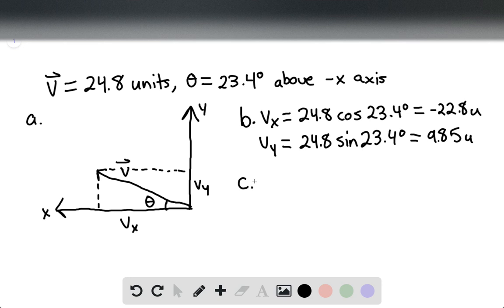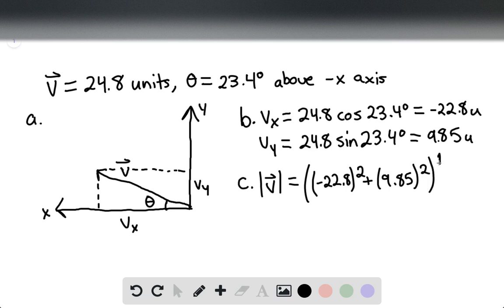And then for part C, they're asking us to simply verify that 24.8 units is the magnitude and that the angle measure is 23.4 degrees. So we can say that the magnitude of the vector will be equal to the x component squared plus the y component squared, all to the 1/2 power. So we can say negative 22.8 squared plus 9.85 squared, all to the 1/2 power. And we get that this is indeed 24.8 units.